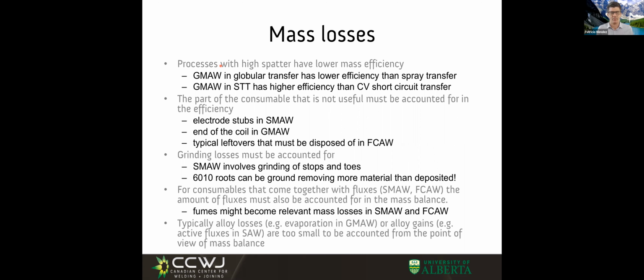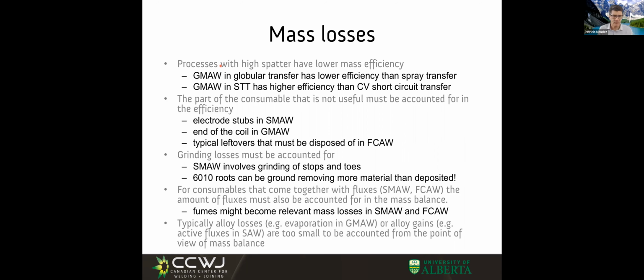In short circuit, a standard CV short circuit tends to have high spatter and low mass efficiency. Processes like STT or CMT or RMD, all those that have this very sophisticated way of breaking the bridge between the weld pool and the electrode as they break the short circuit, have lower spatter and higher mass efficiency.